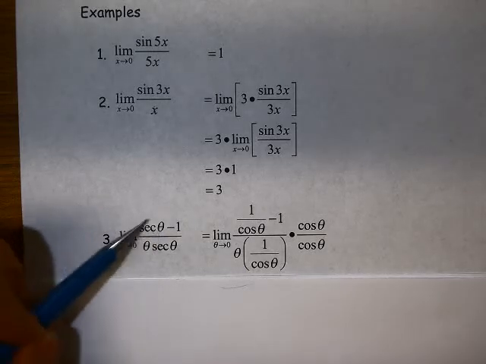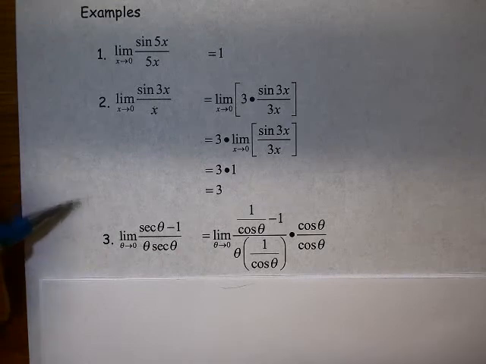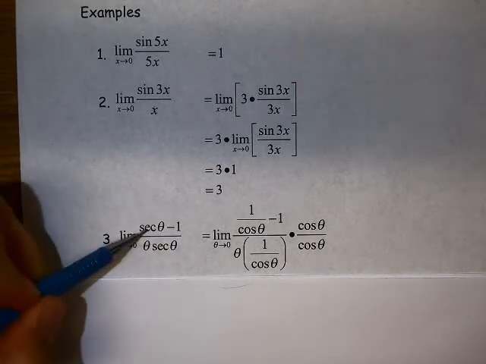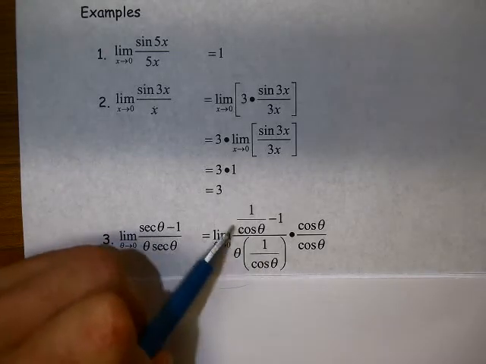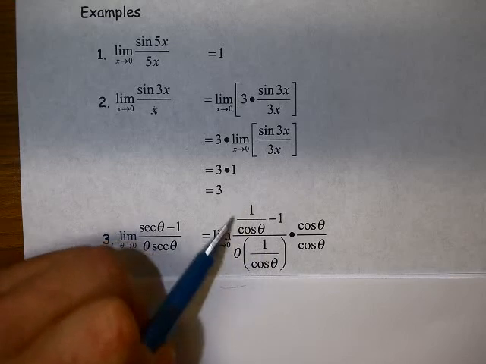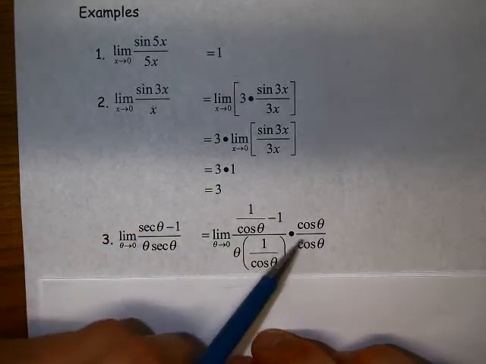I'm going to use the definition of secant of theta. Secant of theta is 1 over cosine. So I'm going to substitute 1 over cosine in for secant here and secant here. And then I see that I have these complex fractions. I have a complex fraction in the numerator and a fraction in the denominator. So I'm going to multiply through by the LCD.